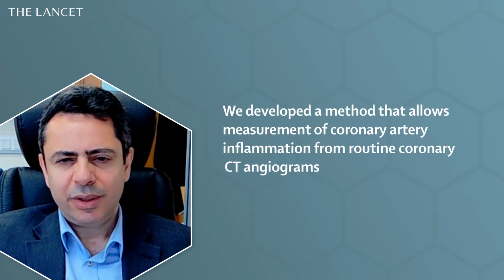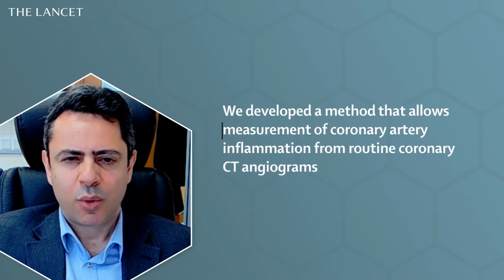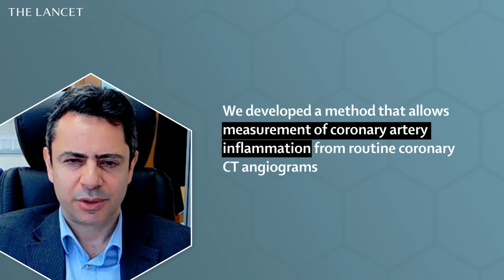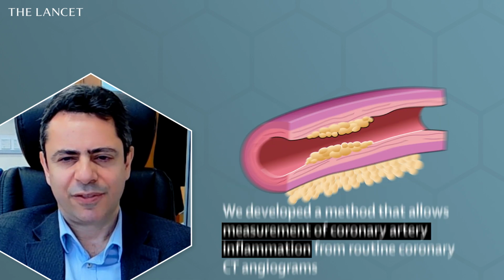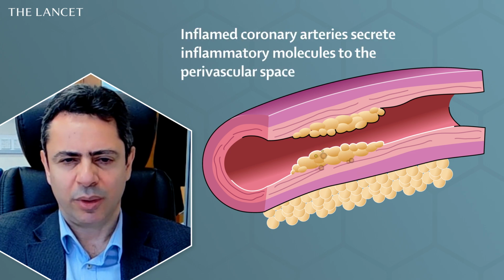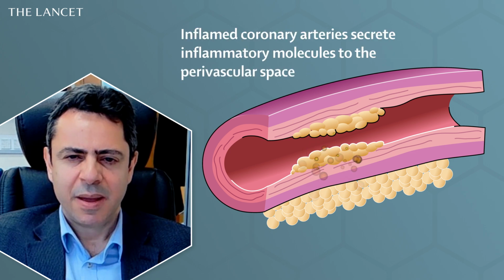If we could identify these individuals, we could treat their risk factors more aggressively, or we could even give them anti-inflammatory agents to suppress their vascular inflammation, preventing future heart attacks. Back in 2017, we developed a method that allows measurement of coronary artery inflammation from routine coronary CT angiograms. That method depends on the fact that inflamed coronary arteries secrete inflammatory molecules to the perivascular space.